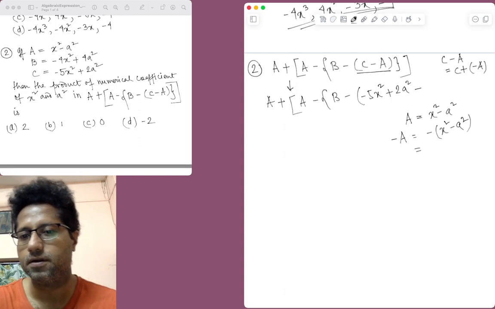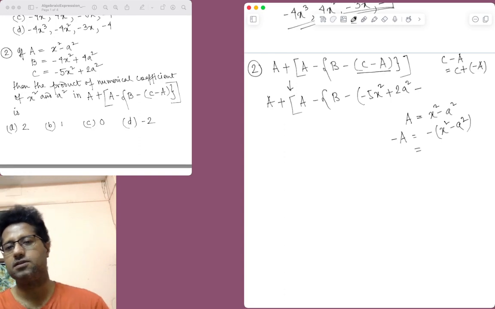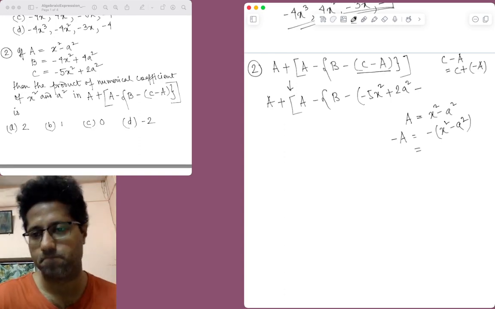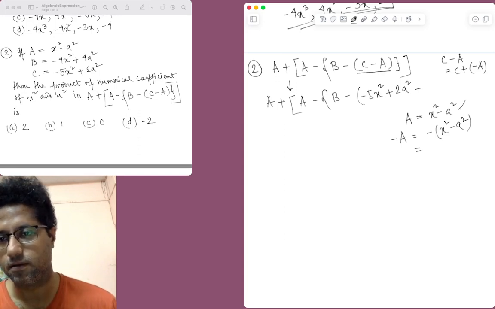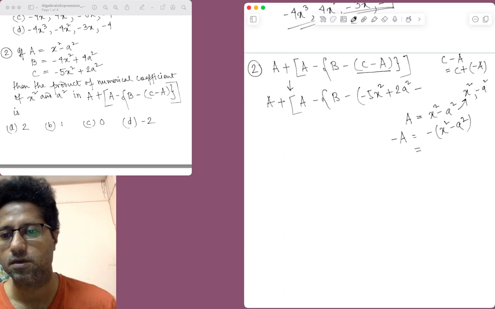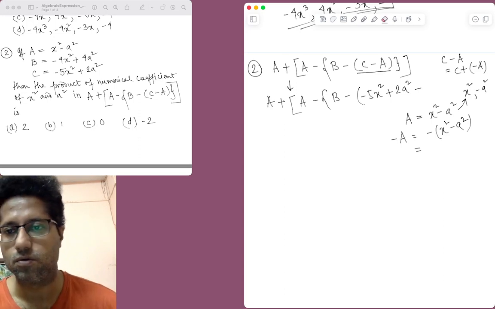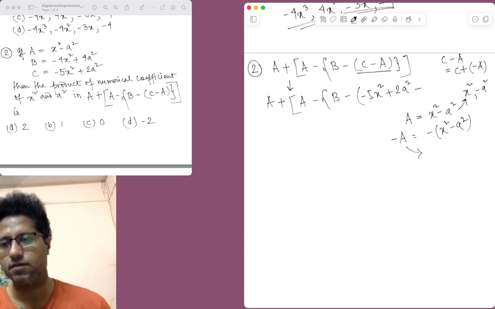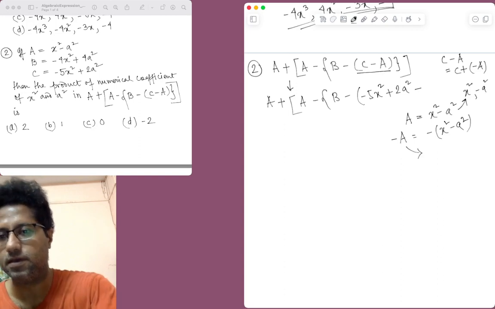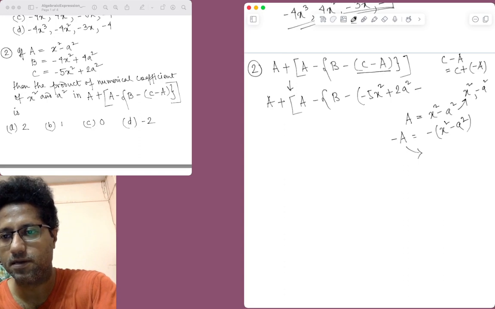This is nothing but you just change the sign of all the terms of a. What are the terms of a? The terms of a are x square and minus a square terms. Now, what are the terms of minus a? By this I mean to say, what are the terms? The terms of a are x square, minus a square.